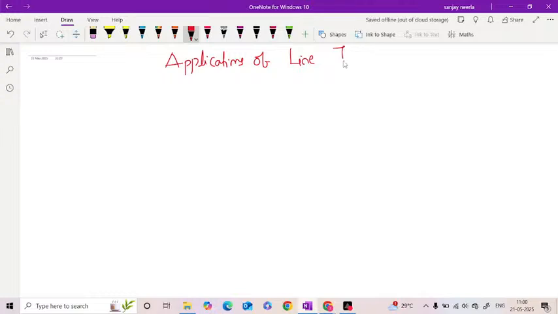I think in the starting class I gave you homework, just to note down 10 applications of vector differentiation as well as vector integration. How many have done? How many have listed out?